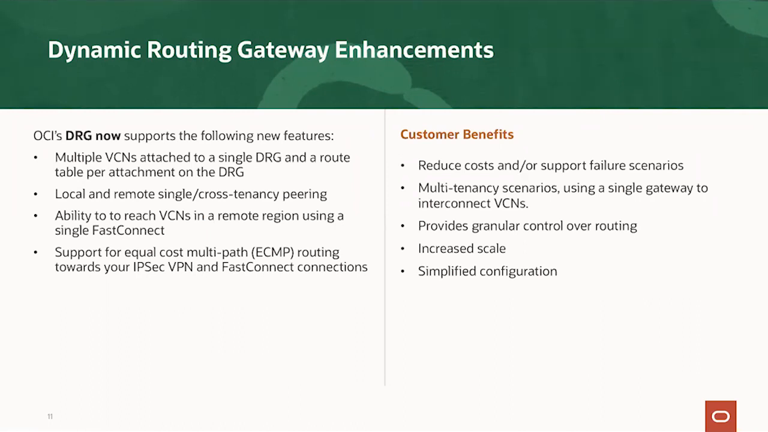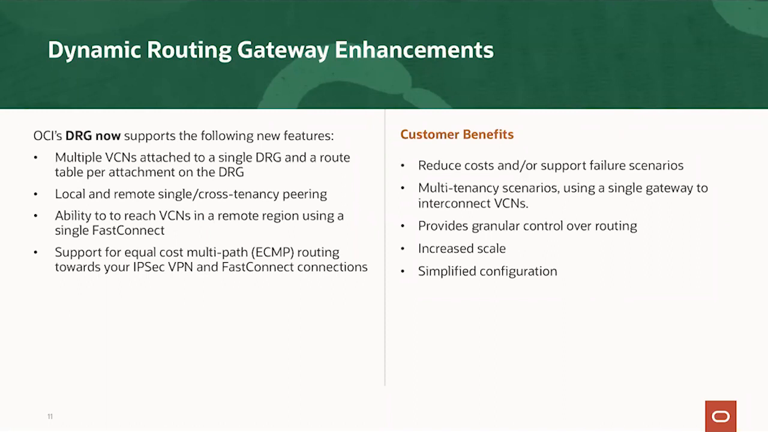With supporting the ability to have a route table per attachment, it gives you much more granular control of routing. You're able to use routing policies to isolate traffic between attached networks. And since I did mention we have multiple VCNs attached to a single DRG, we can support up to 300. So you could have 300 local peers using the DRG, which is a much larger scale than we currently have with the local peering gateway.